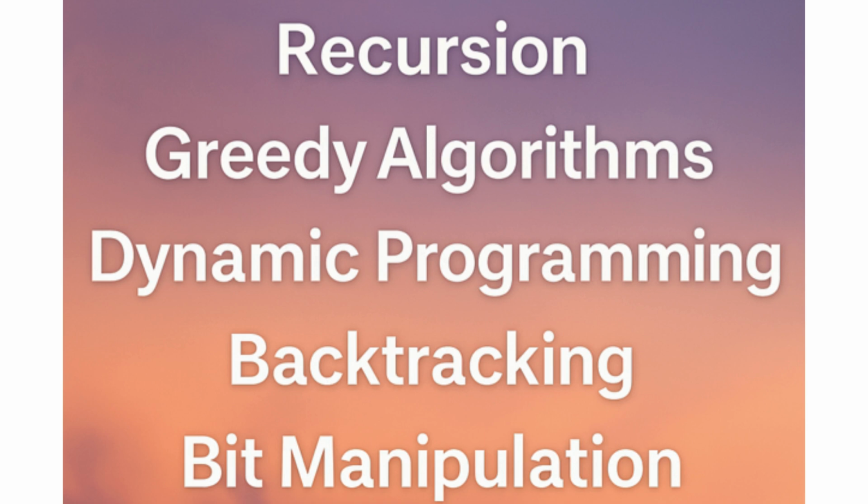Recursion, a method where a function calls itself to solve smaller instances of the same problem until reaching a base case. Greedy algorithms, an approach that makes the locally optimal choice at each step with the hope of finding a global optimum. Dynamic programming, DP, an optimization technique that breaks problems into subproblems, stores results, and reuses them to avoid redundant computations.